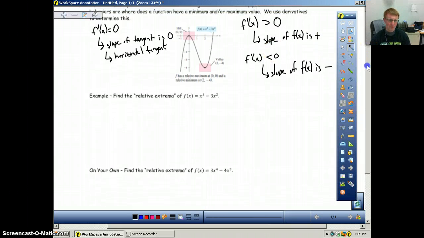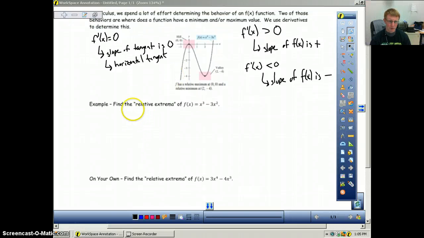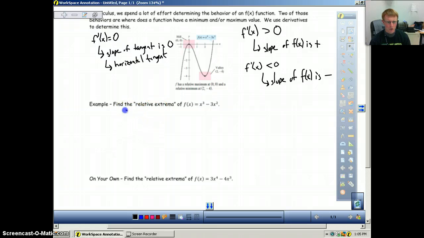The first example says find the relative extrema. What relative extrema means, let's find where there's maxes, mins, or possibly neither. Find the relative extrema of f of x equals x to the third minus 3x squared. We will first find the derivative. The derivative of f is going to be 3x squared minus 6x. That's easy. Then, to find relative extrema, we need to know where the slope, which is the derivative, is equal to 0. In other words, we're going to take our derivative and set it equal to 0.